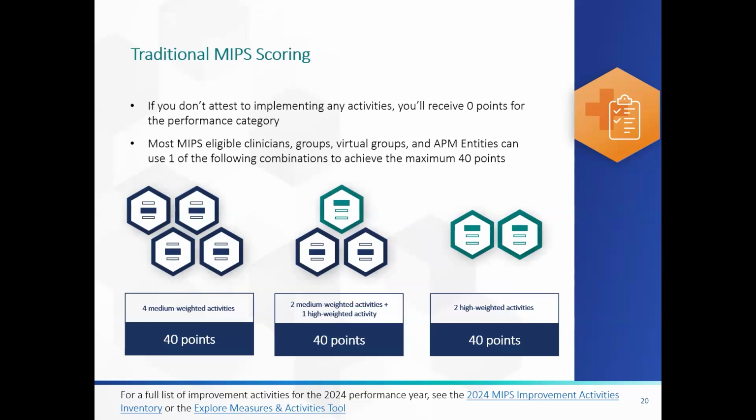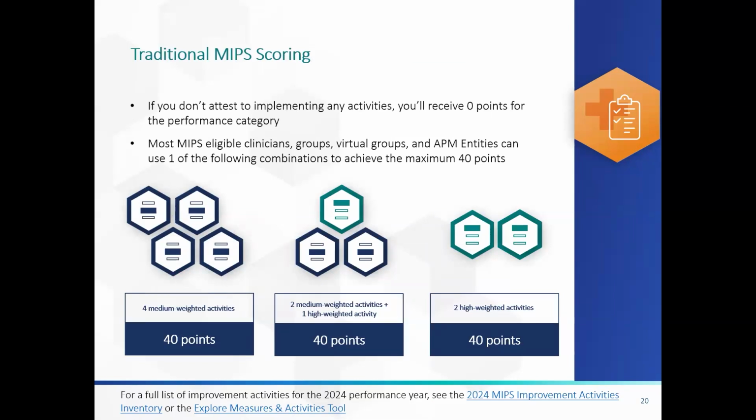Most MIPS eligible clinicians, groups, virtual groups, and APM entities can use one of the following combinations to achieve the maximum of 40 points. You'll either report 4 medium weighted activities, you can report 2 medium weighted activities and 1 high weighted activity, or you can report 2 high weighted activities.